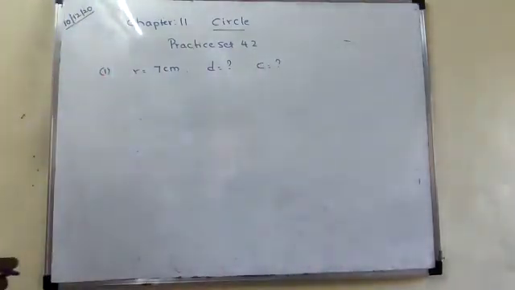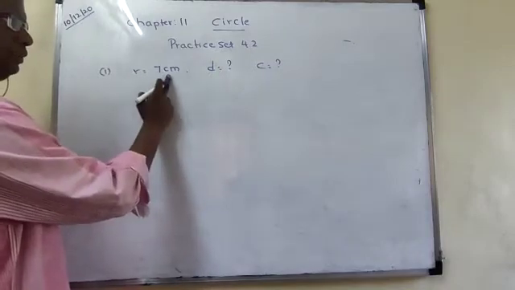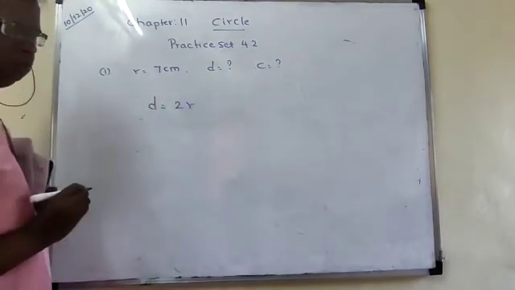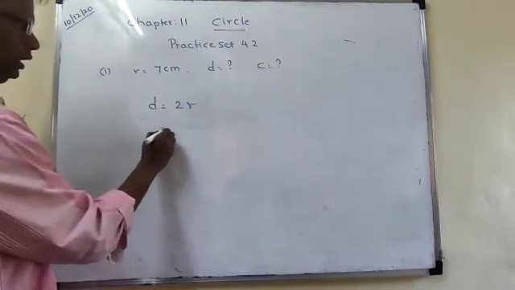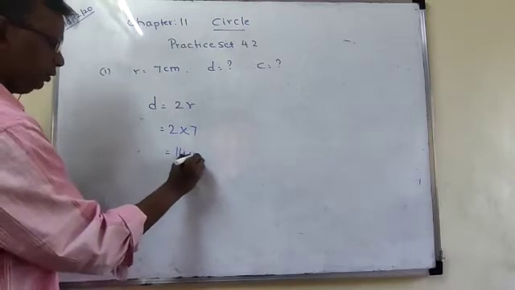As I told you, the formulas. What is given? Radius is given, 7. Diameter you have to find out. What is the diameter formula? 2r. That is 2 into 7. That is 14 centimeter.